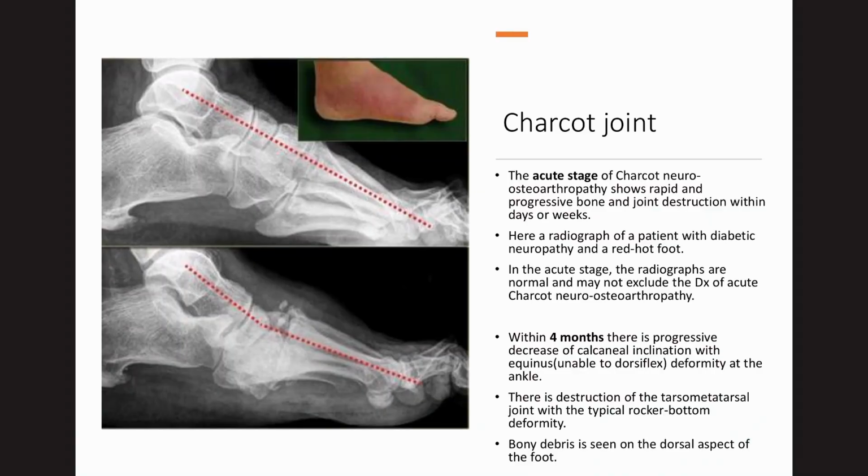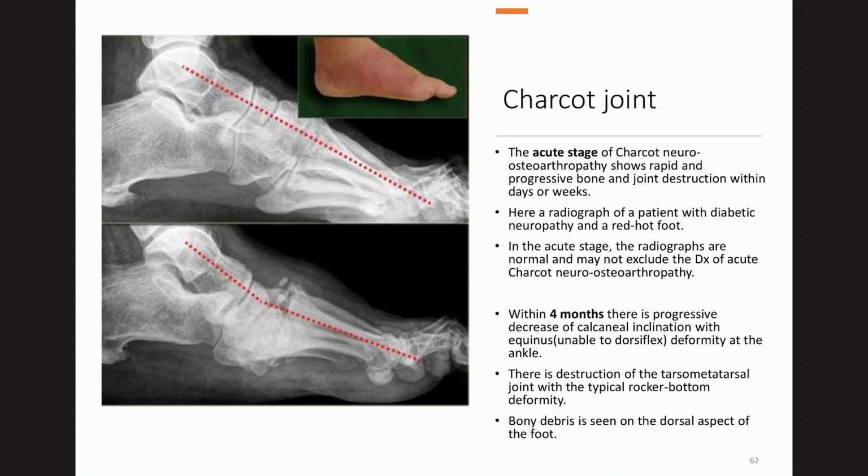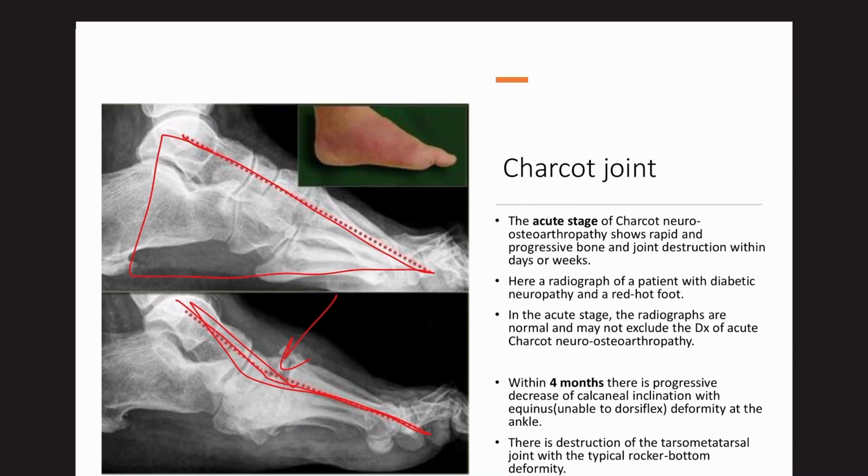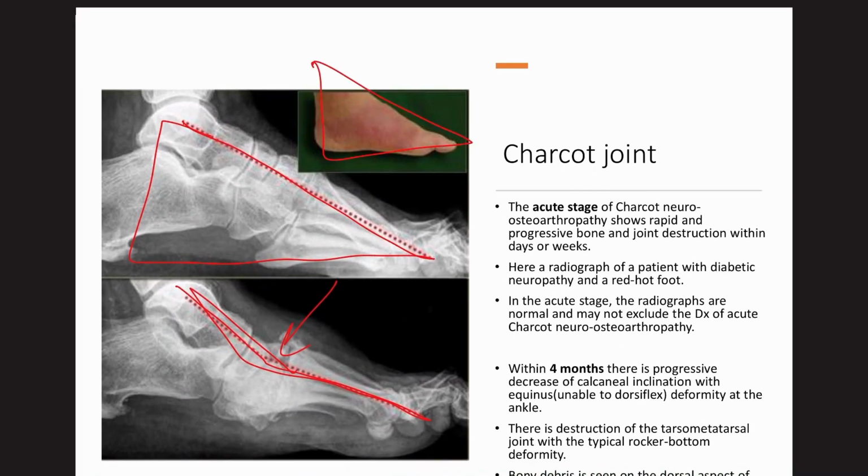So this is a Charcot joint. You see how it's almost like a triangle here? But in a normal foot, you have this little bend there. You lose that in the Charcot joint. So the foot will look like a triangle. That's a Charcot joint.